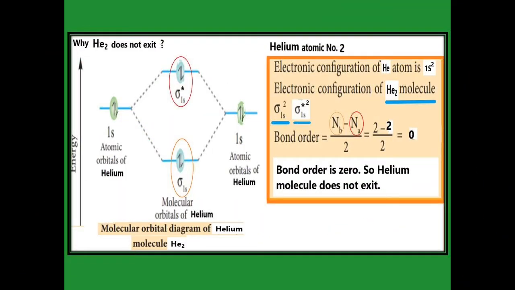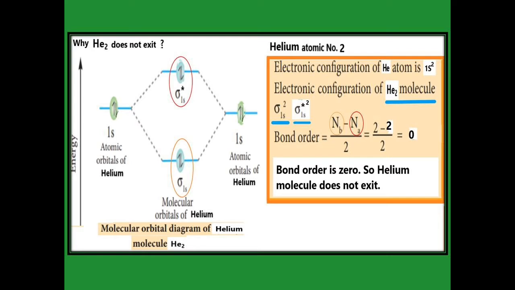This is an important question: why does the helium molecule not exist? First of all, the atomic number of helium is 2, which means it contains 2 electrons. So the atomic electronic configuration of helium is 1s2. On the left hand side, the 1s atomic orbital of helium contains 2 electrons. In the same way, the other 1s atomic orbital of helium also contains 2 electrons.